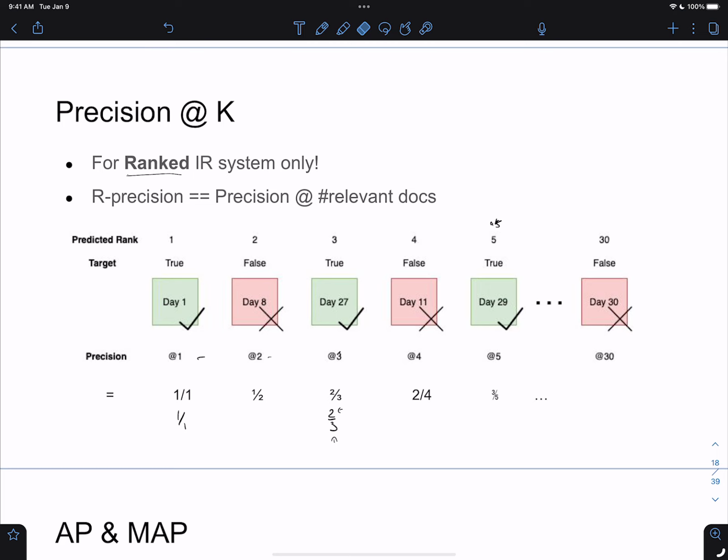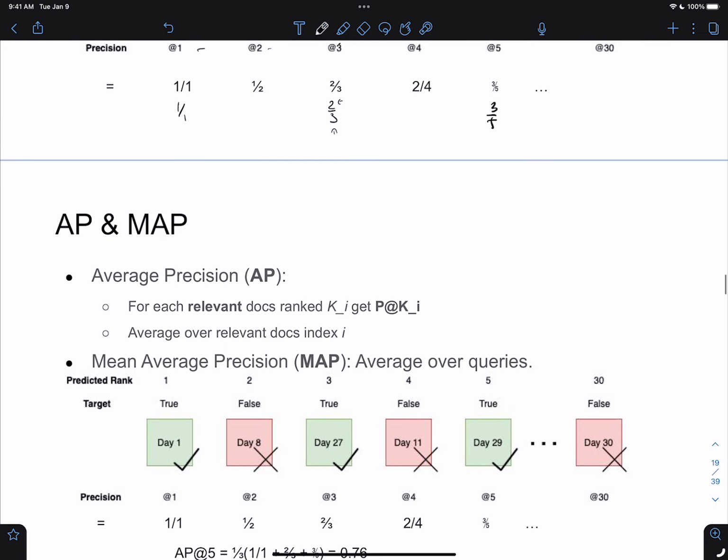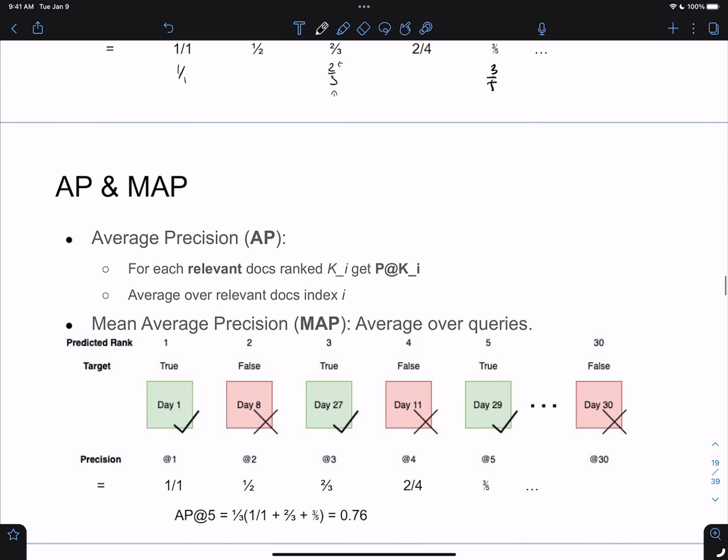And in that instance, it would be 3 over 5, because you have 3 relevant documents up to that point and 5 documents in total. So just 3 over 5. Okay. Now that was just precision at k. Average precision is just each relevant document ranked at ki, and you get the precision at ki, and you average over the relevant documents index I. So the mean average precision is just the average over queries, okay?